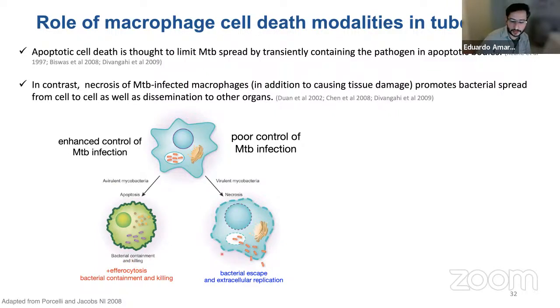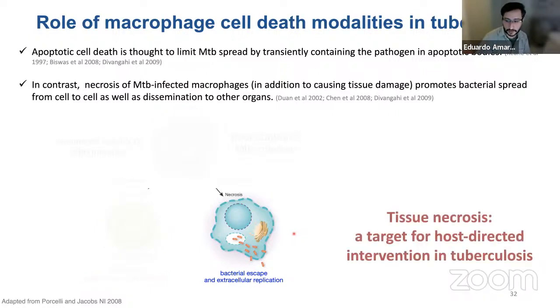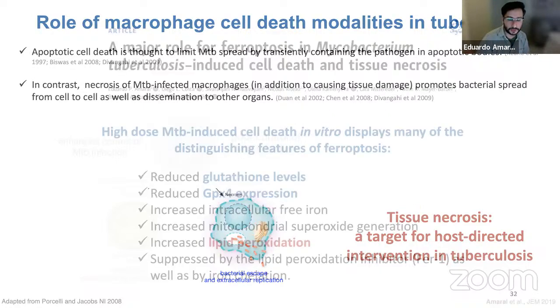On the other hand, necrosis, which is induced by virulent mycobacteria, is characterized by the loss of plasma membrane integrity, leading to the release of mycobacteria, which escape to the extracellular milieu, and also the release of DAMPs. So that's why tissue necrosis has been considered as a potential target for host-directed therapy in tuberculosis.